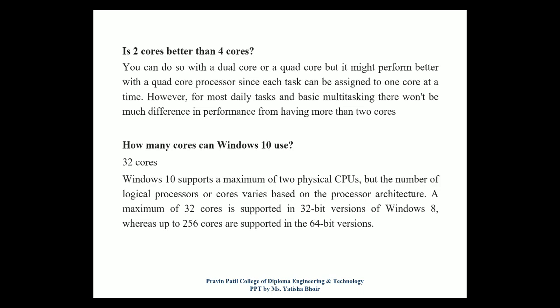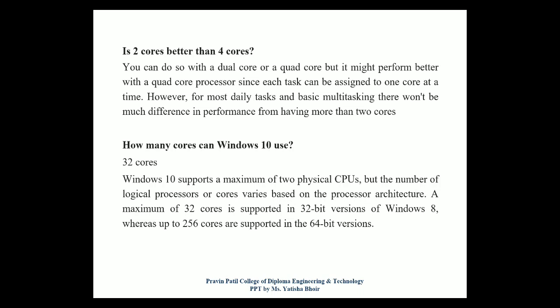Okay. So the next question is, how many cores can Windows 10 use? How many cores at most can the Windows 10 operating system use? The answer is 32 cores. Windows 10 supports a maximum of 2 physical CPUs, but the number of logical processors or cores varies based on the processor architecture. It depends on the architecture of the processor. It's not that Windows 10 comes with 32 cores by default. You can add 32 cores to Windows 10, meaning on the Windows 10 operating system you can use 32 cores. It is compatible for that.